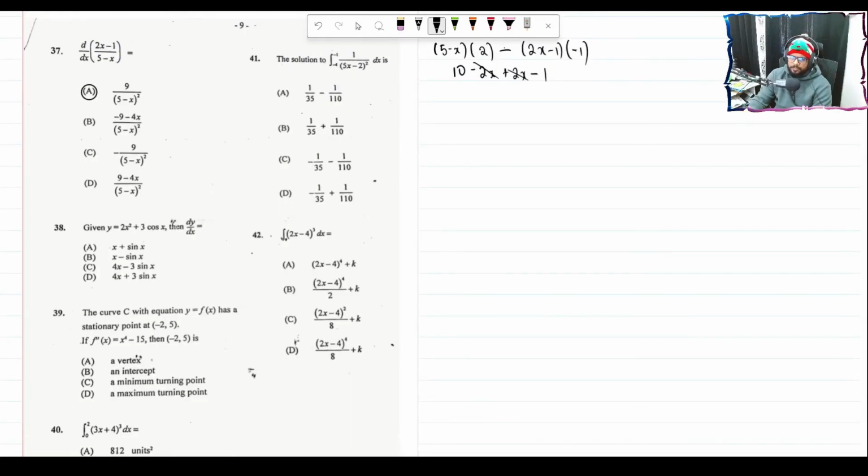Alright. When I differentiate this, I get 4x. So is that this or this? When I differentiate cosine, I get negative sine. So it's going to have to be this one here.